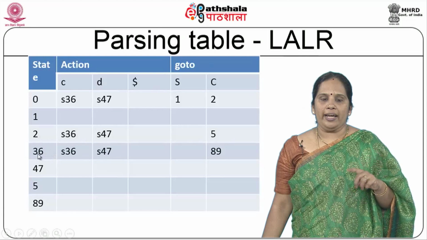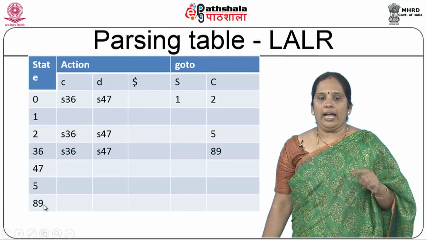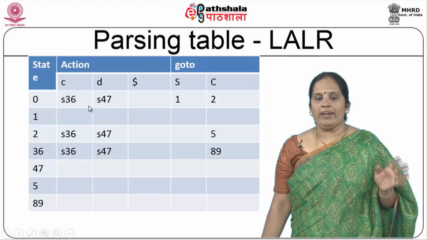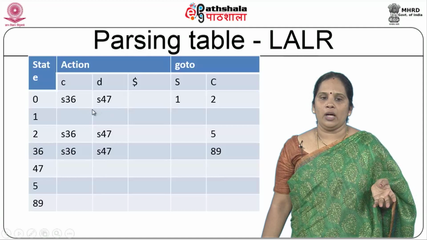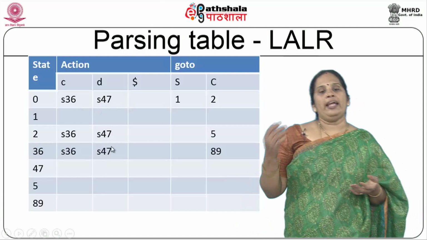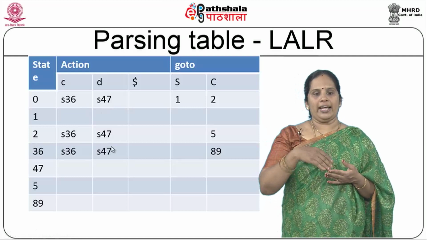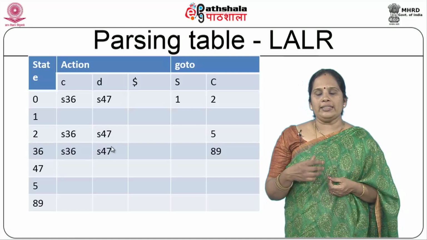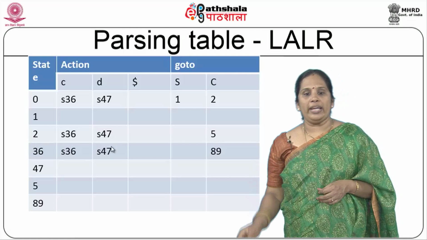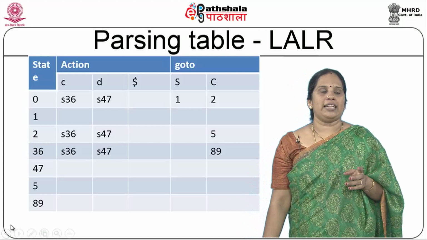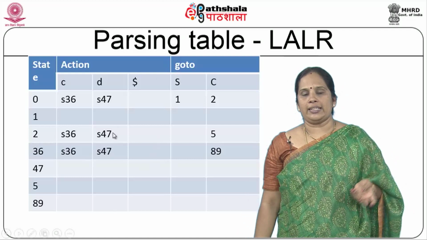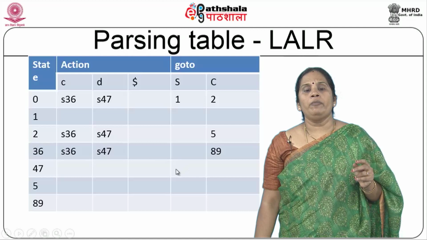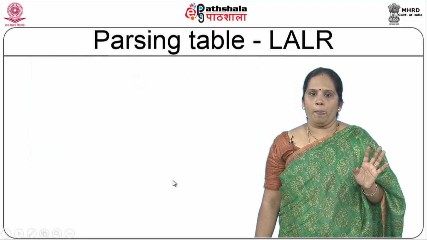So, I have merged rows 3 and 6, 4 and 7, and 8 and 9. This is my shift action, same shift only, where I called it S3 and S4, I am now calling it S36 and S47, and where I had S6 and S7, I will again call it S36 and S47. Where I had goto 36 on C going to 8, I will now go to 89. So, I am renaming the states as 89, 47, 36 as against 3 or 6 or 4 or 7, okay. I am just merging the states into one, okay.